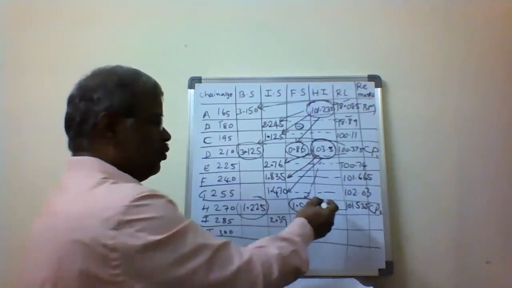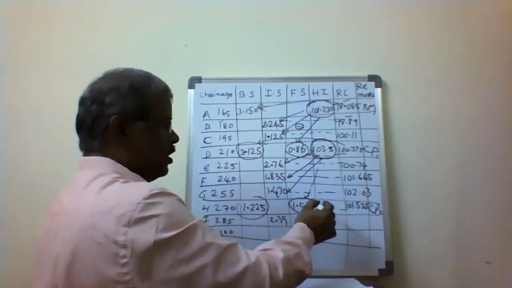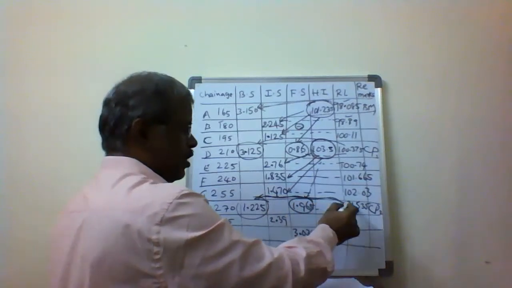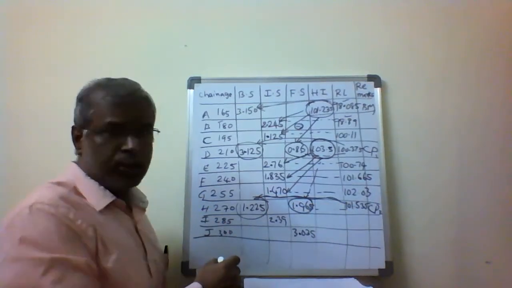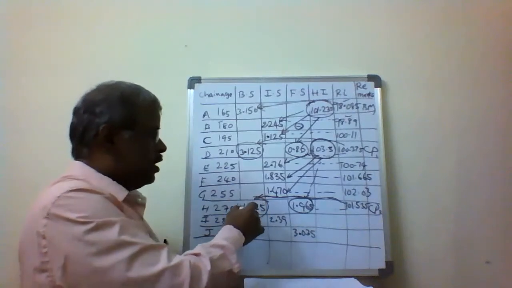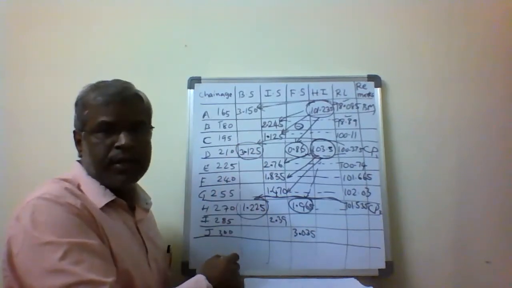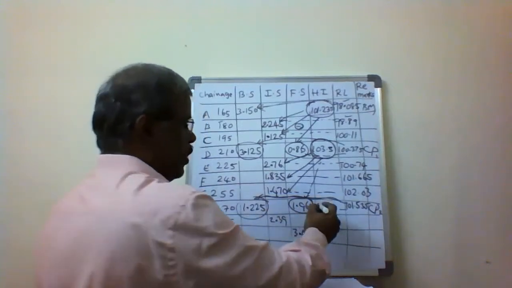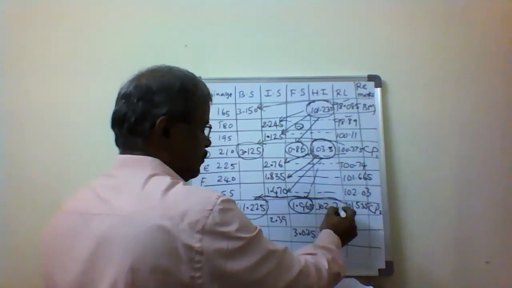101.535. Now I have to calculate the height of the instrument for this setup. I am taking the elevation of the point, change point 2, that is the elevation of H plus the backsight reading at H. I am able to get the height of the instrument for 3. So that is 102.76.